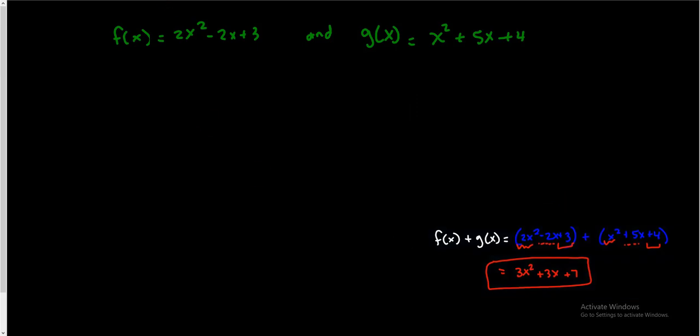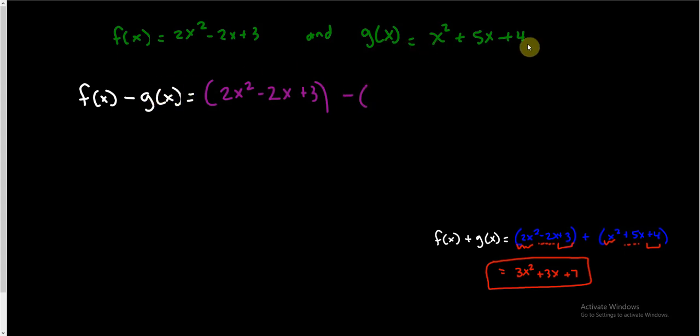Okay, one more example here. What if I were to ask you to do f of x minus g of x? Well, we should know how to do that as well, right? Let's just write down what this is asking us. I've got the function f of x in parentheses: 2x squared minus 2x plus 3. And then a subtraction sign, and then the function g of x, which represents x squared plus 5x plus 4.